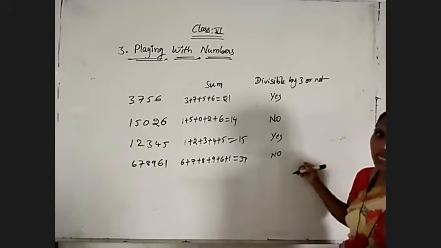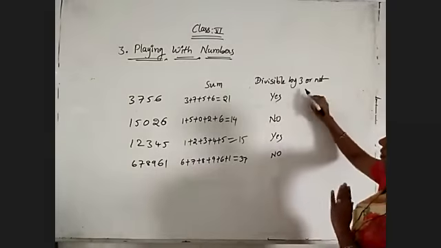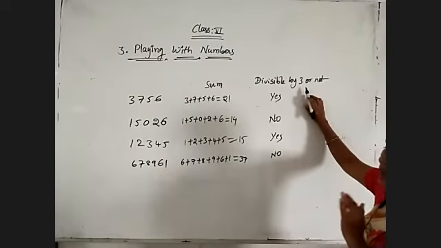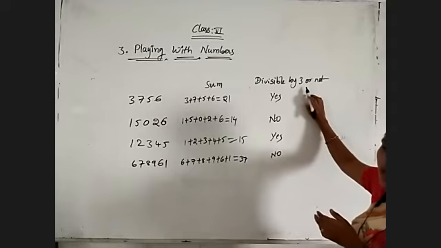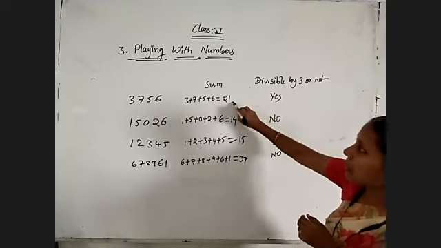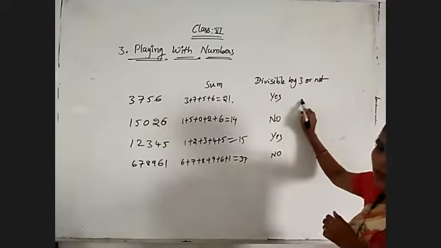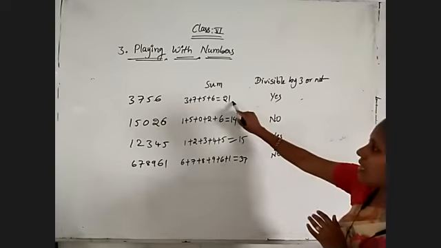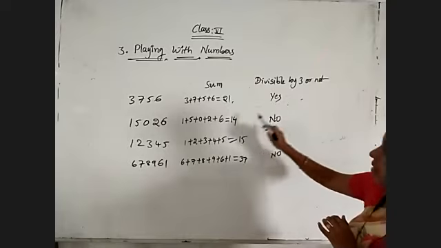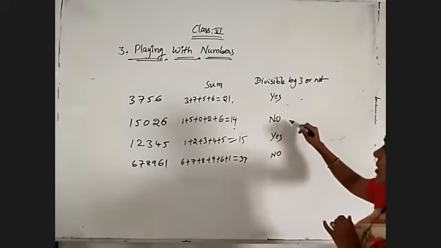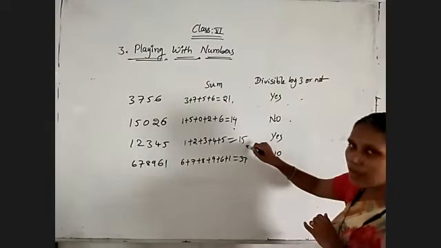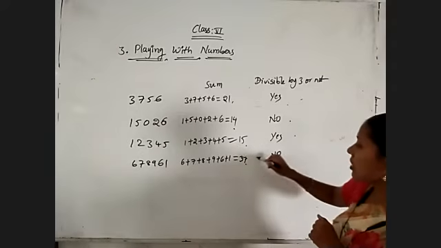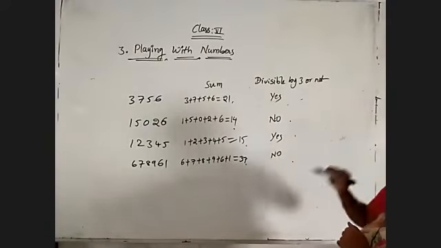So observe all these examples. What I did to check whether the number is divisible by 3 or not. Compulsorily we need to check the sum of the digits of the given number. If the sum of the digits of the given number is a multiple of 3, then that number is divisible by 3. Otherwise it is not divisible by 3. Okay. Now here 21 is a multiple of 3, so it is divisible by 3. 14 is not a multiple of 3, so it is not divisible by 3. 15 is a multiple of 3, so the whole number is divisible by 3. 37 is not a multiple of 3, so this number is not divisible by 3.